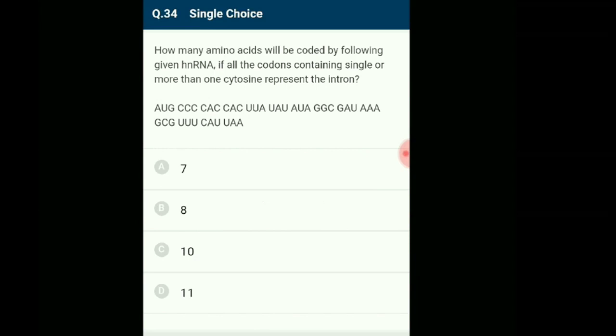Question number 34. How many amino acids will be coded by the following given hnRNA? All the codons containing single or more than one cytosine represent the intron. Codon or triplet in the above mRNA. If all the codons containing single or more than one cytosine represent the intron, then the mRNA codes 7 amino acids. That is AUG, UUA, UAU, AUA, GAU, AAA, UU. UAA is a stop codon, hence it cannot code for any amino acid. So the answer is option A, 7.